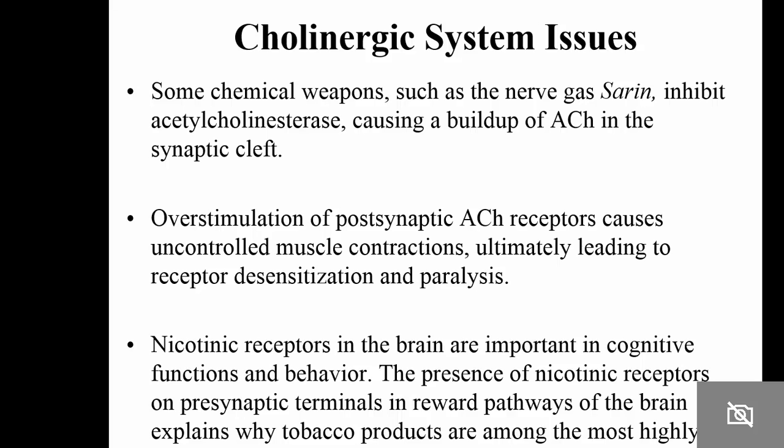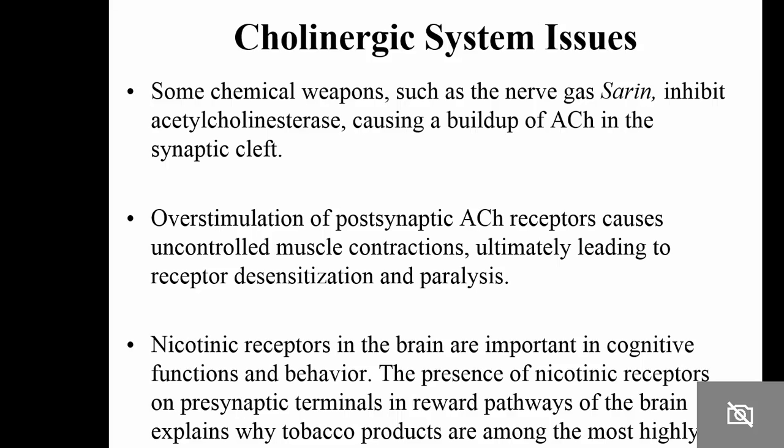All right. Nicotinic receptors in the brain are important for cognitive function and behavior. The presence of nicotinic receptors on presynaptic terminals in reward pathways of the brain explains why tobacco products are among the most highly addictive substances. Tobacco contains thousands of chemicals, but one of them is nicotine. When you smoke, you get a hit in your brain that releases dopamine via this receptor system. Dopamine is the pleasure hormone.